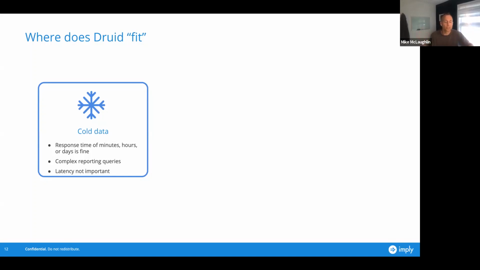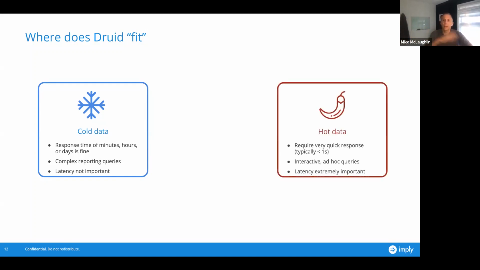There are typically very complex queries for that. You guys have probably all written some of those complex queries. Having low latency from when the data comes in until it's queryable is less important than just having an accurate report. Then on the other extreme, you've got what we term hot data.